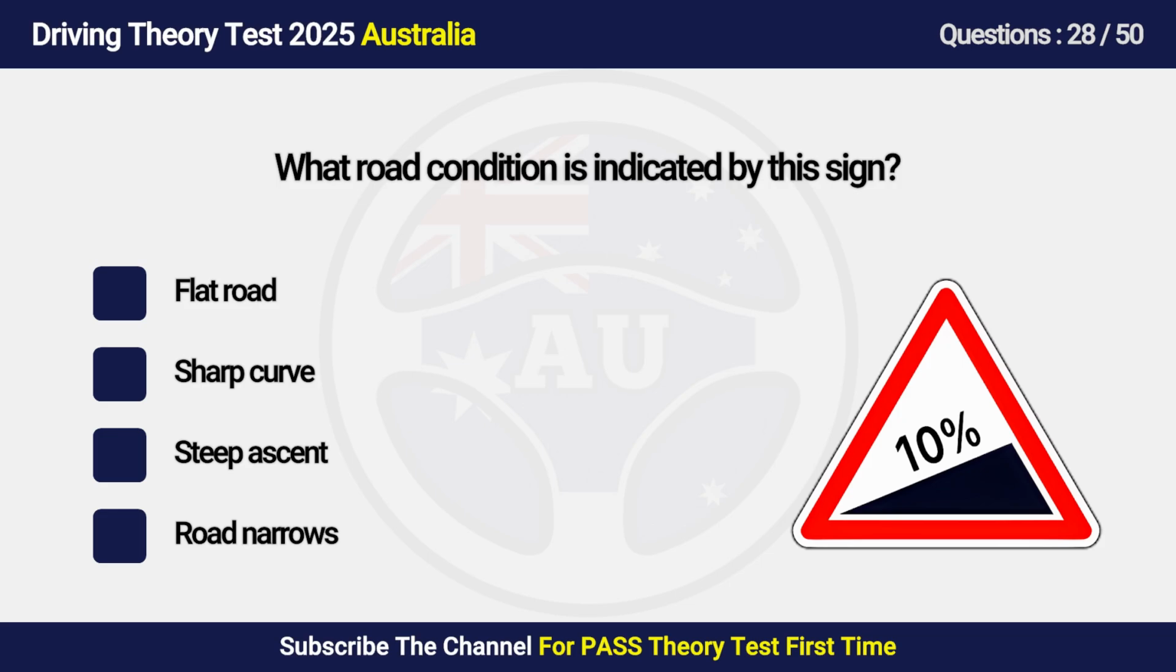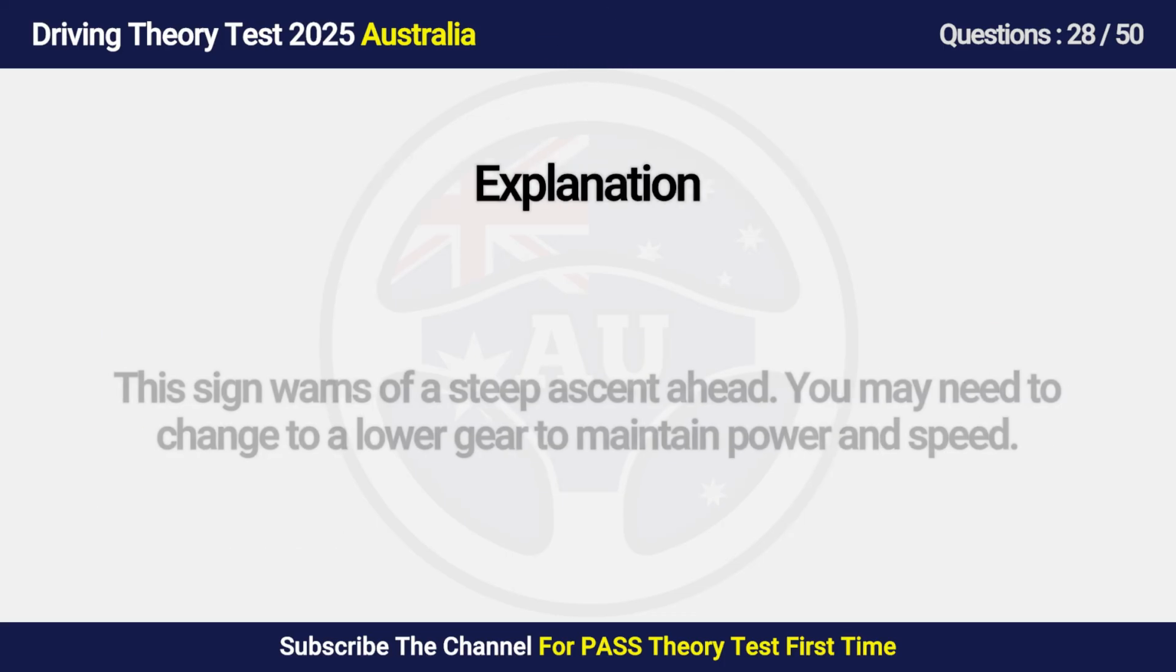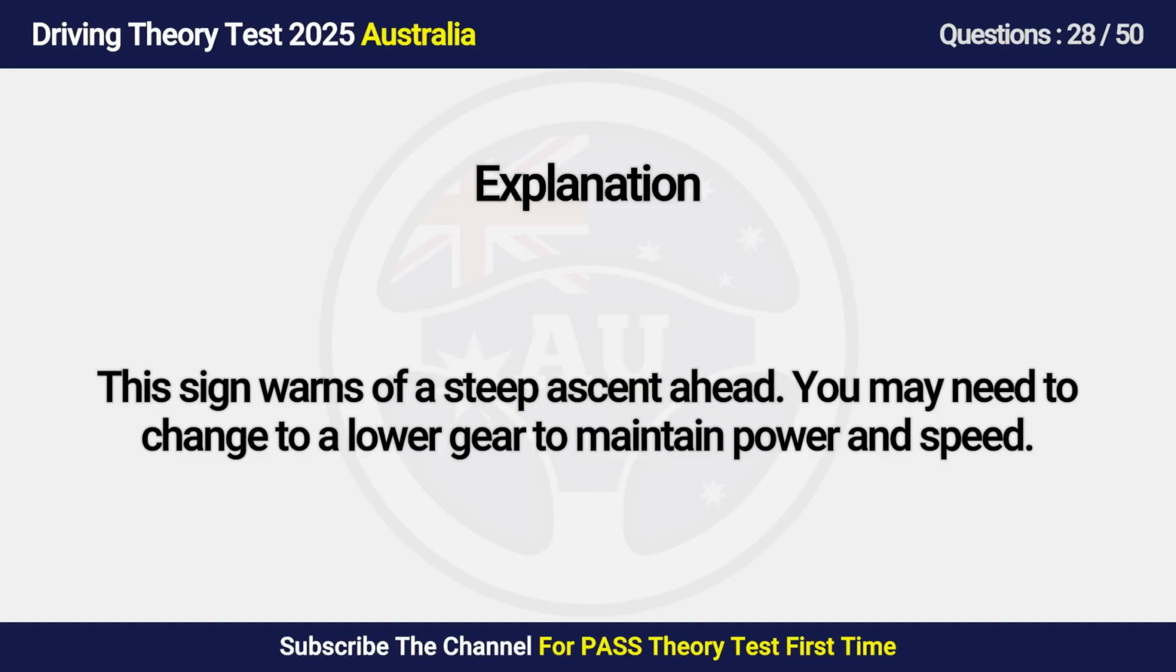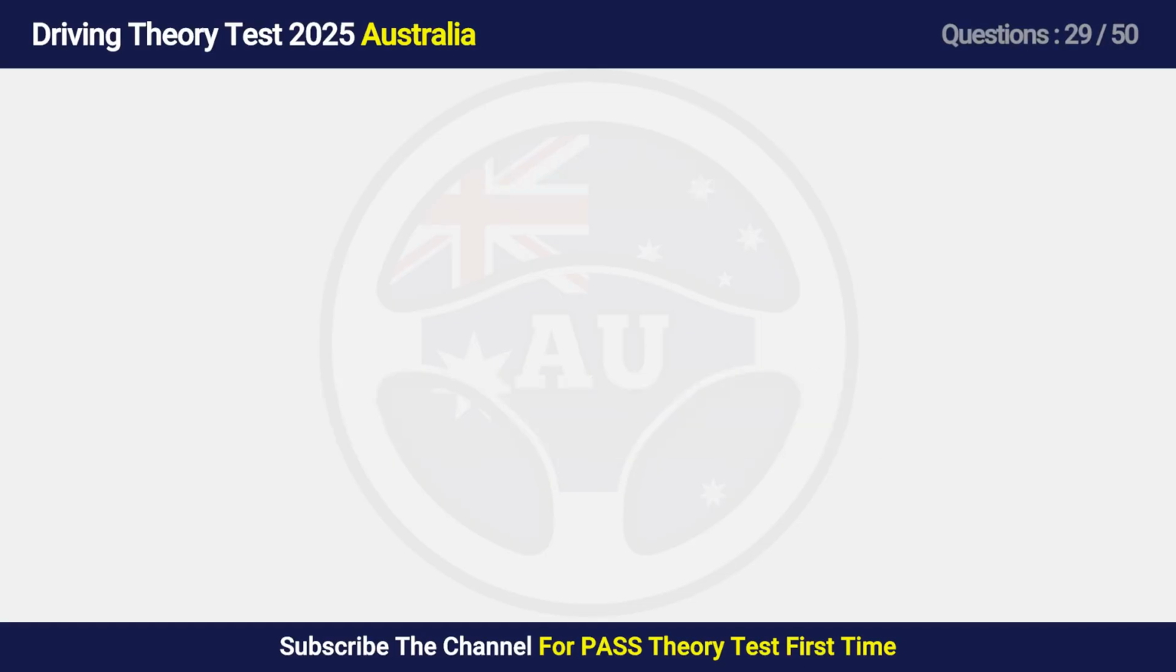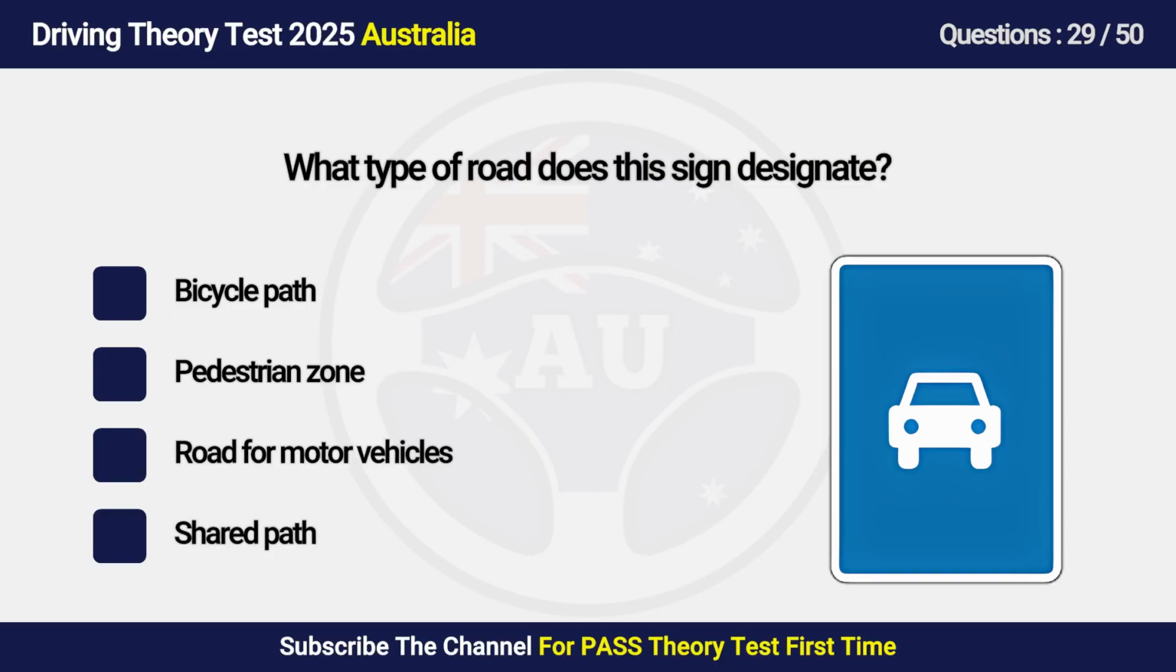A. Flat road. B. Sharp curve. C. Steep ascent. D. Road narrows. Answer is C. Steep ascent. This sign warns of a steep ascent ahead. You may need to change to a lower gear to maintain power and speed. Question 29. What type of road does this sign designate?